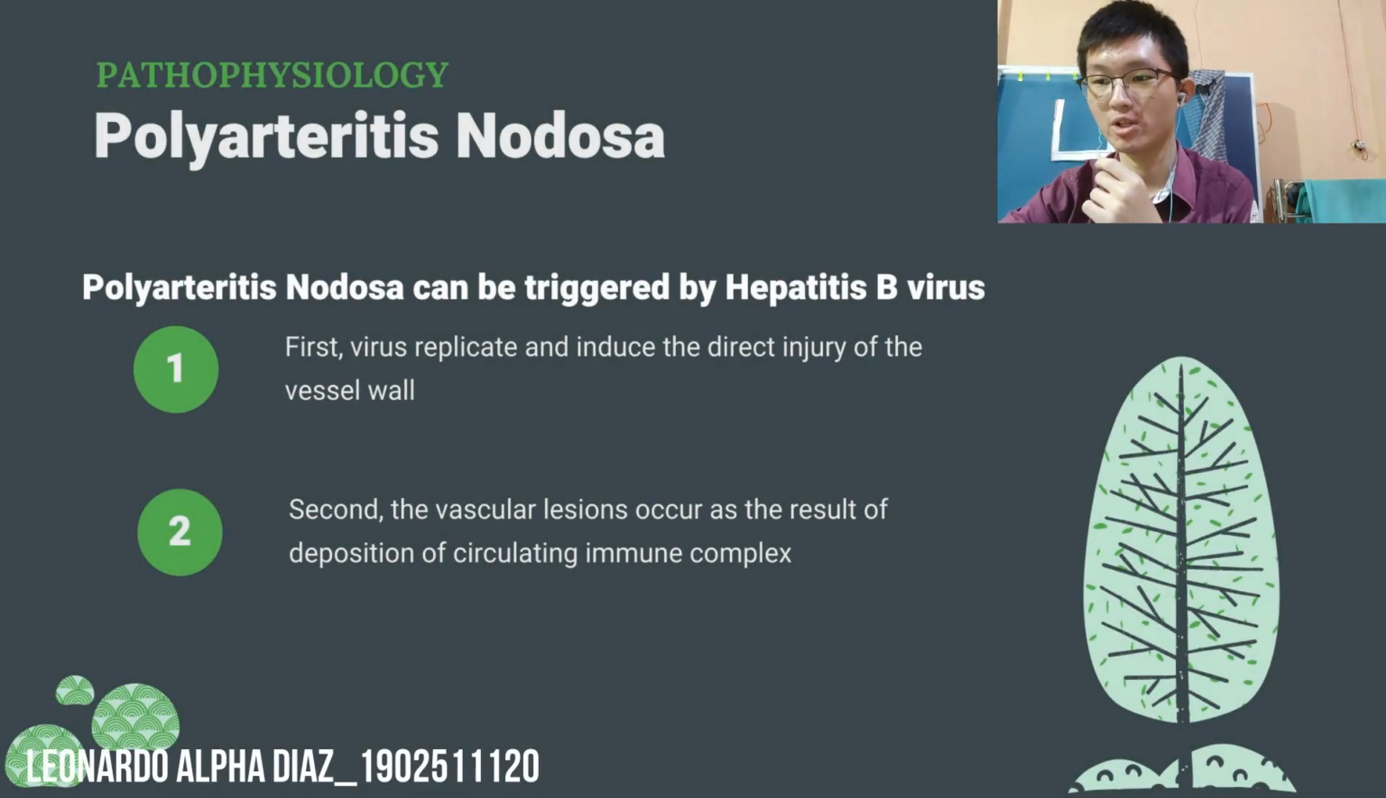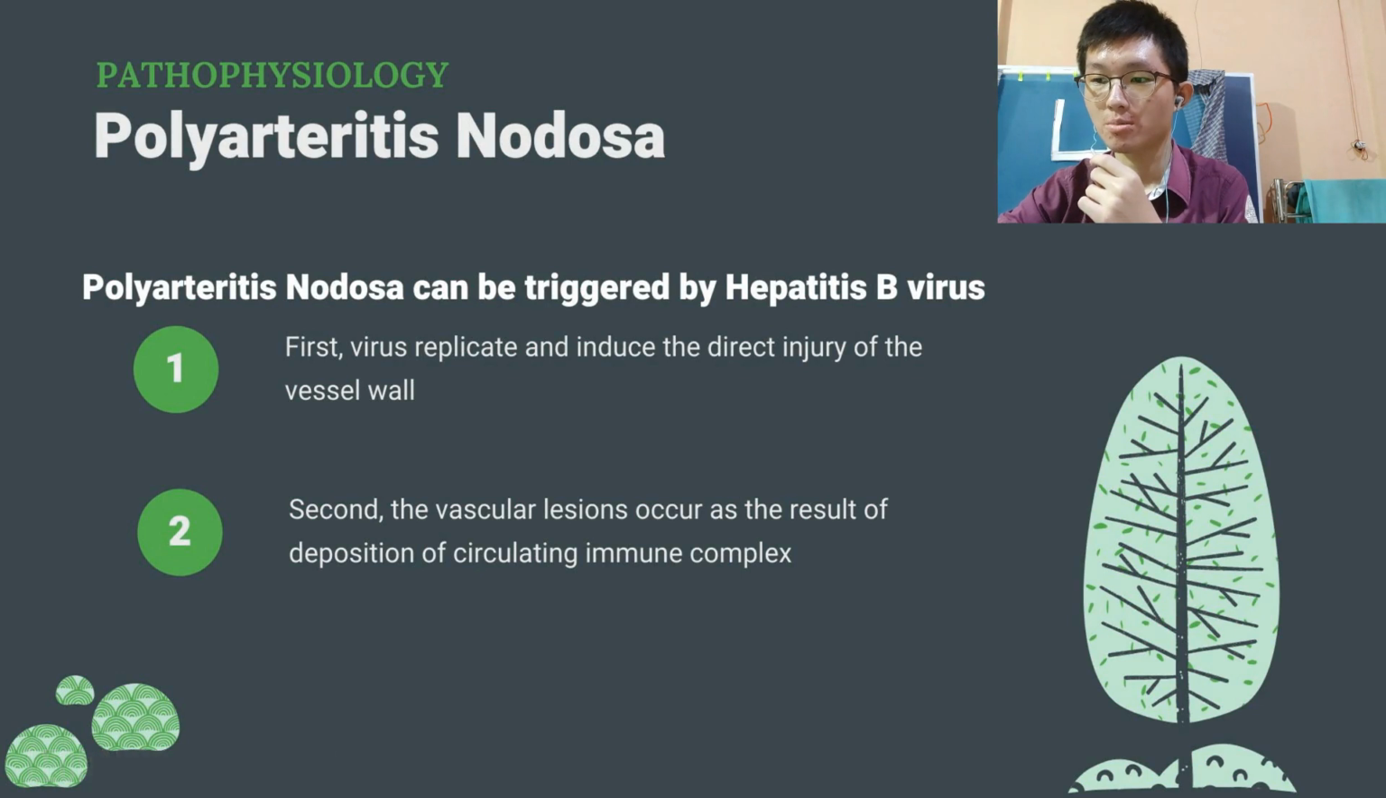A report said that 20% of patients with polyarteritis nodosa have hepatitis B. Polyarteritis nodosa can be triggered by hepatitis B by two mechanisms. First, the virus replicates and induces direct injury of the vessel wall. Second, the vascular lesion occurs as the result of deposition of circulating immune complexes, the antigen and antibody binding. Then it attracts complement and activates neutrophils to come to the site of deposition, causing further inflammation and destruction.